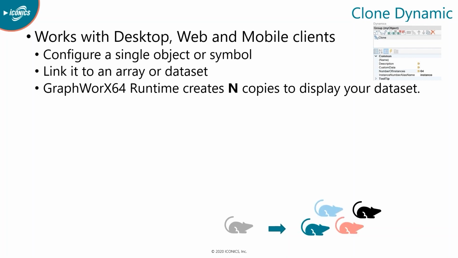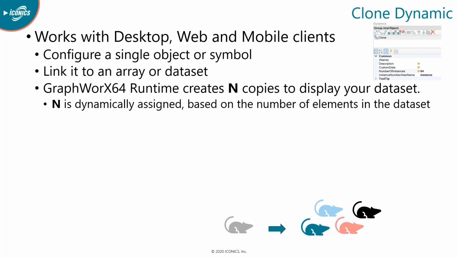Then during runtime, GraphWorks automatically creates a number of copies, just as many as your data set contains. And the number n is dynamically assigned, meaning that if the number changes during runtime, the number of objects will also dynamically redraw on your screen.